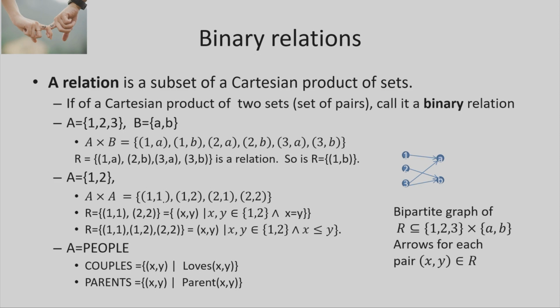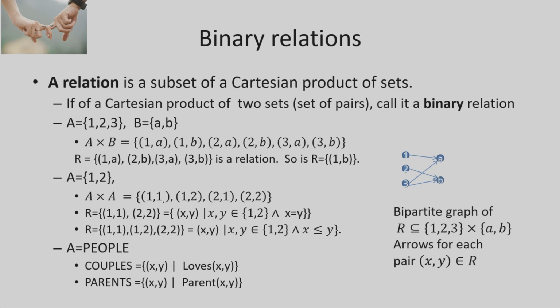And now we could take, for example, a relation that only has pairs 1A, 2B, 3A, and 3B. That's a relation. Well, so is A Cartesian product B. That's a relation that's just everything. If you take a relation that's an empty set, that's fine. If you take a relation that contains only one pair, for example, 1B, it's also a relation.